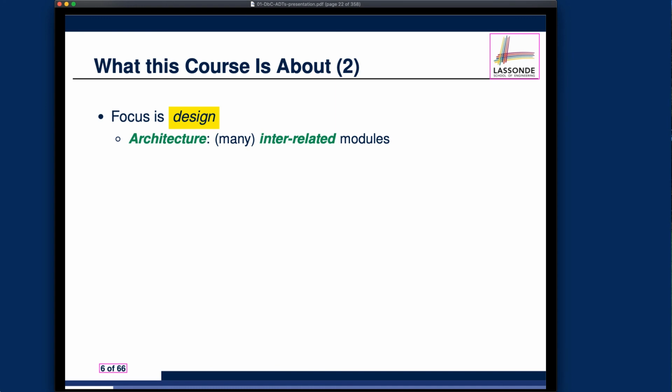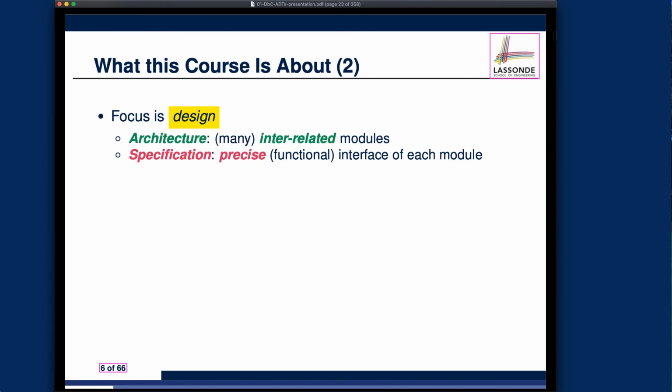So architecture, as I said before, is going to be interrelated modules. The relationship between classes or modules can either be client-supplier or aggregation, or it can be inheritance, either one of them. You have to make a decision as a designer which one or a mix of them should be the case. And the second dimension for the design will be specification.